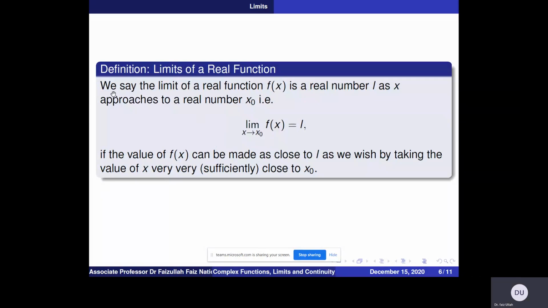So the limit of a real function f of x is a real number L as x approaches to a real number x naught. That is, limit x approaches to x naught, f of x is equal to L if the value of the function f of x can be made as close to L as we wish by taking the value of x very, very close to x naught. And now, if we just replace the word real by complex, we can get the definition for the limits of a complex function. If left hand limit is equal to right hand limit, this will imply that limit exists.